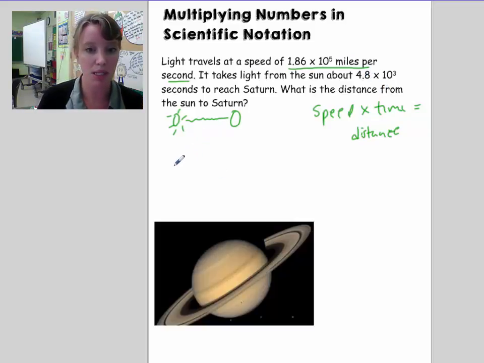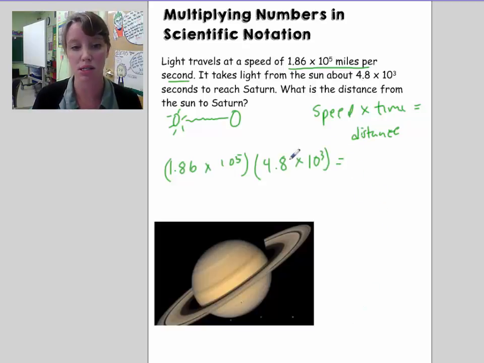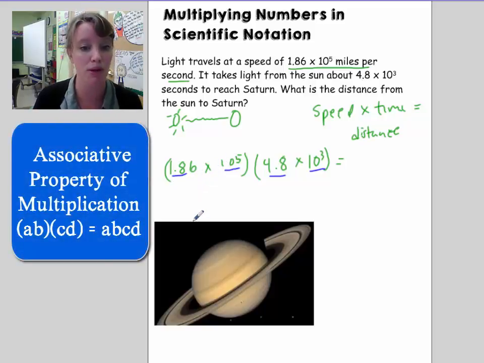Okay, so I'm going to take 1.86 times 10 to the 5th power, and I'm going to multiply that by 4.8 times 10 to the 3rd power. Now the first thing that I'm going to note is that I actually don't need parentheses, right? Each one of these are factors in a multiplication problem. So no big deal. I can use the associative property to actually drop the parentheses.